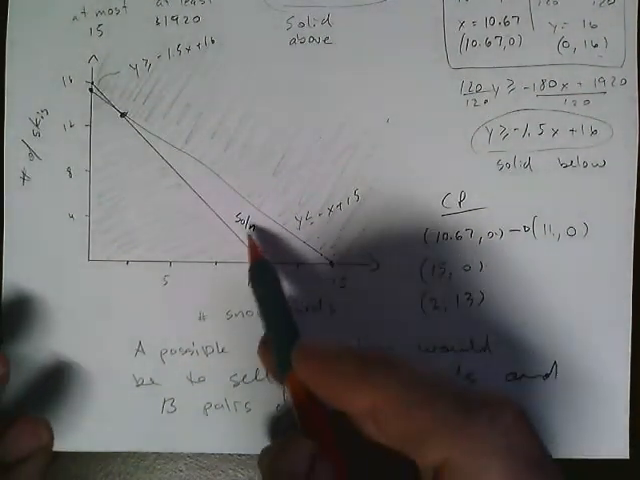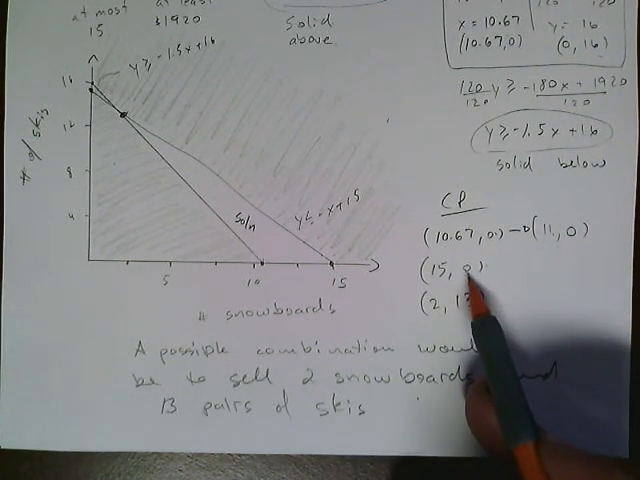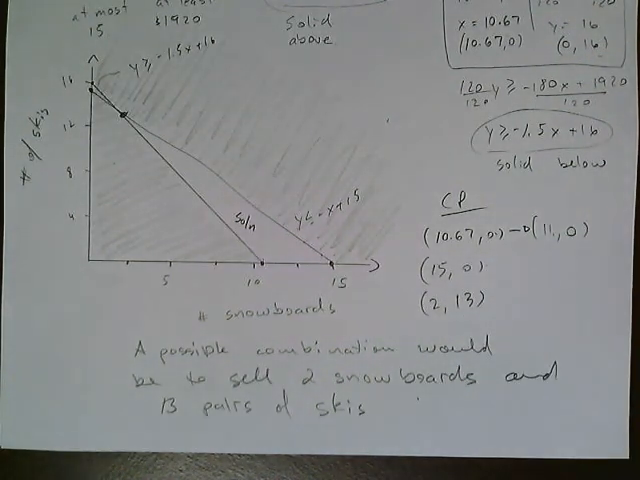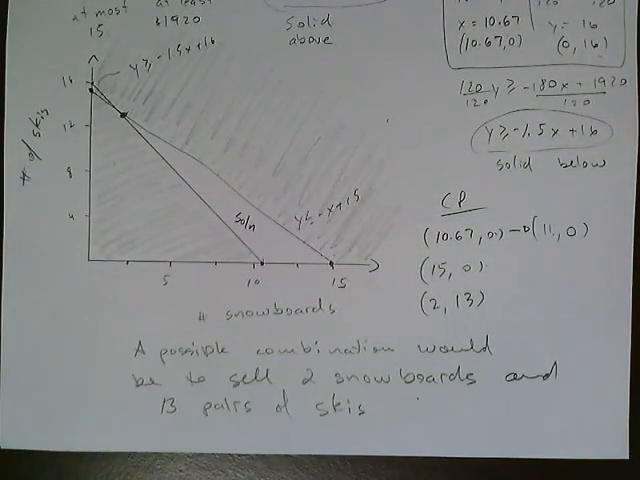And so anything in here would have worked. You could have picked 15 snowboards, no skis. That's up to you. But this is just a possible solution, so unless you pick something that's clearly in the shaded region, which is our false region, that would be wrong. Okay, so just keep that in mind.